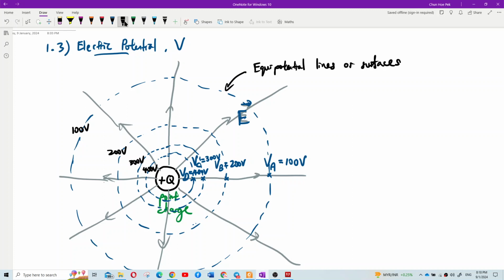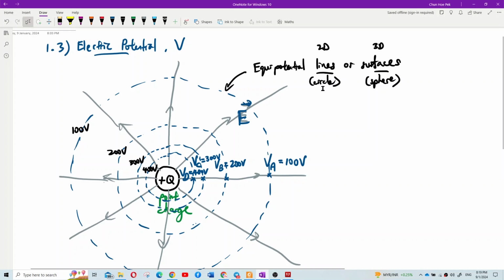Lines are 2D, in a circle. So it becomes a circle, right? But in actual, the charge is like a sphere. So the equipotential surface is actually a sphere, in three dimensions. That's why we say surface. It exists as a sphere.